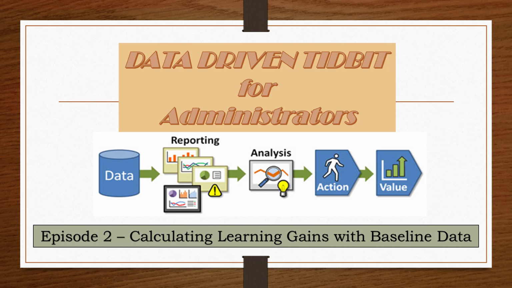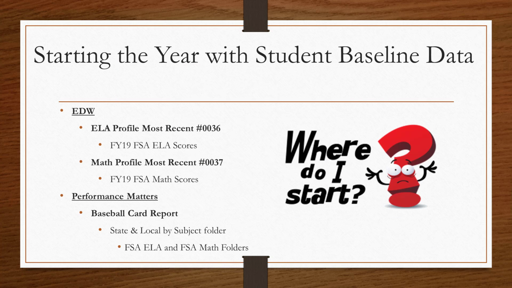Today we will discuss how to calculate learning gains using baseline data from the FSA ELA and FSA math assessments. This task can be achieved by either using EDW or Performance Matters platforms. When using EDW, the two reports that will be used are the ELA Profile Most Recent 0036 and the Math Profile Most Recent 0037. These reports contain the students' FY19 FSA ELA and FY19 FSA Math scores that will be used to calculate how many points the student needs to make it to the next scale score level or sublevel in order to be considered for a gain.